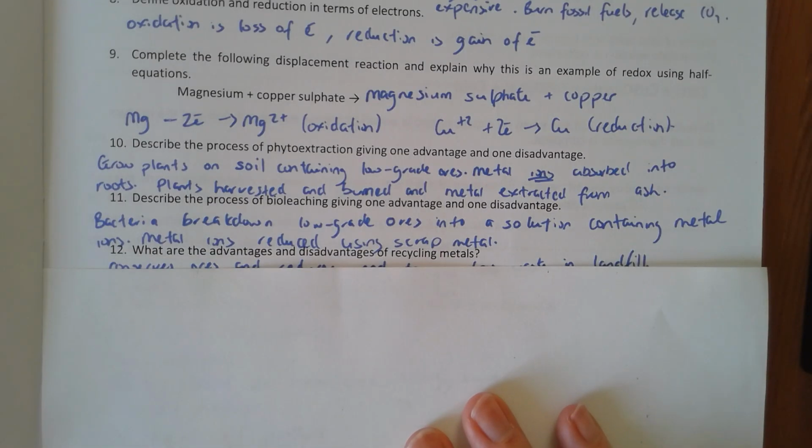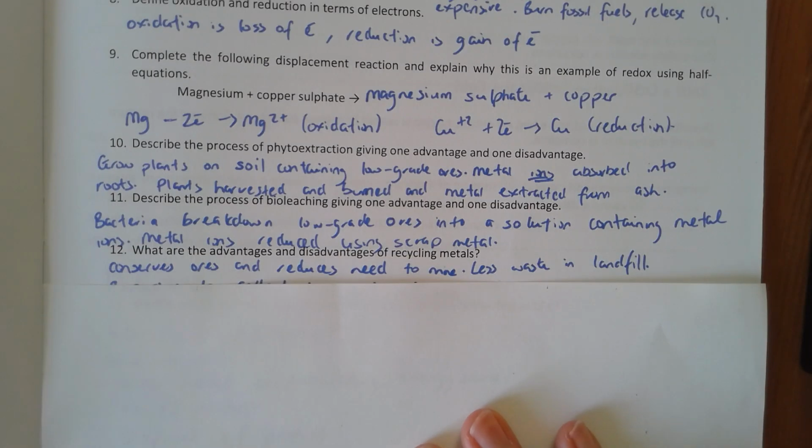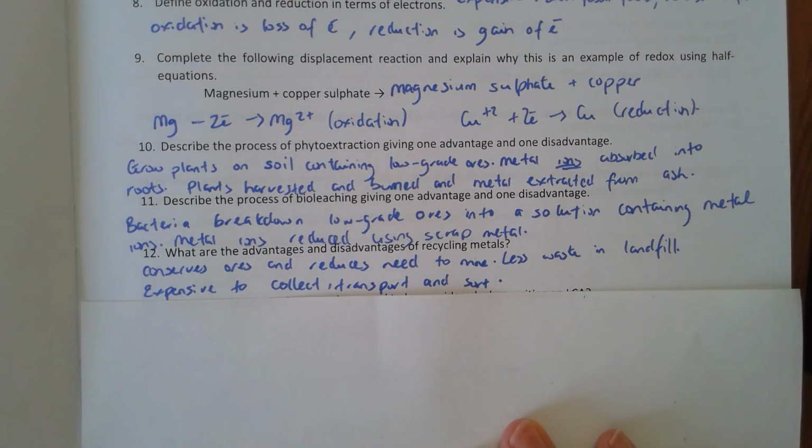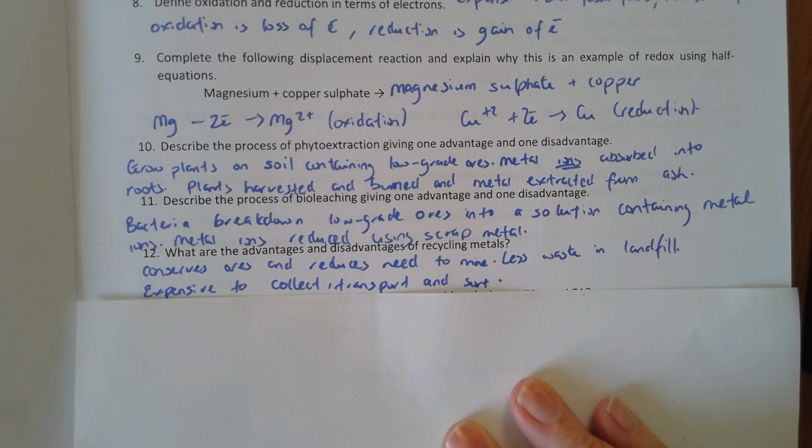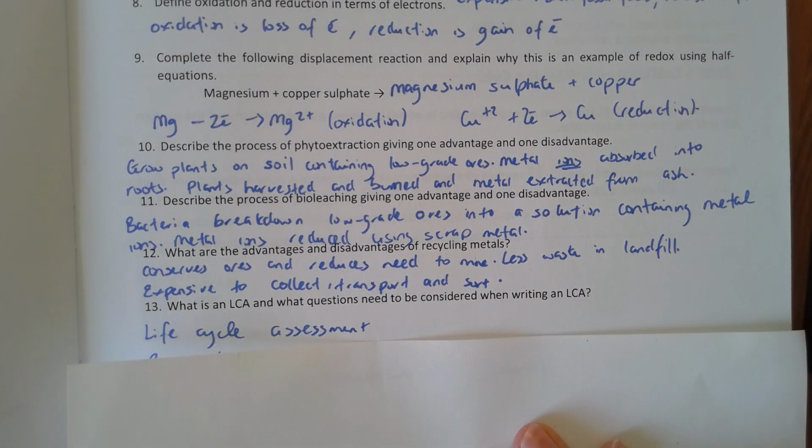Advantage and disadvantage, I'm just going to go through recycling. Advantage of recycling, again, conserves ores, reduces the need to mine, and you're putting less waste into landfills. That's all positives of recycling. Negatives, it is expensive. You have to collect, you have to transport, you have to sort, and sometimes with the kind of transporting, your CO2 output is quite high, so it's not quite as environmentally friendly as you might think. But yeah, also it is expensive, but you can't just say expensive, you need to say why it's expensive.